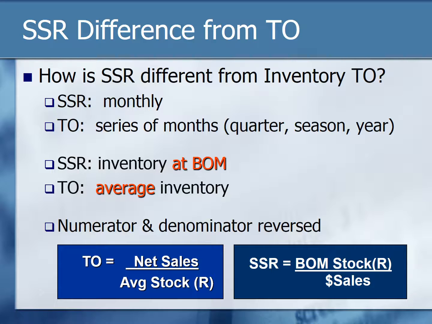For turnover, it is how many dollars of sales are generated for every dollar in average stock. Whereas for SSR, how many dollars of stock was needed in the beginning of the month for every dollar of sales that you want to make. So the interpretation becomes different because of all these differences, especially because the numerator and denominator got reversed.